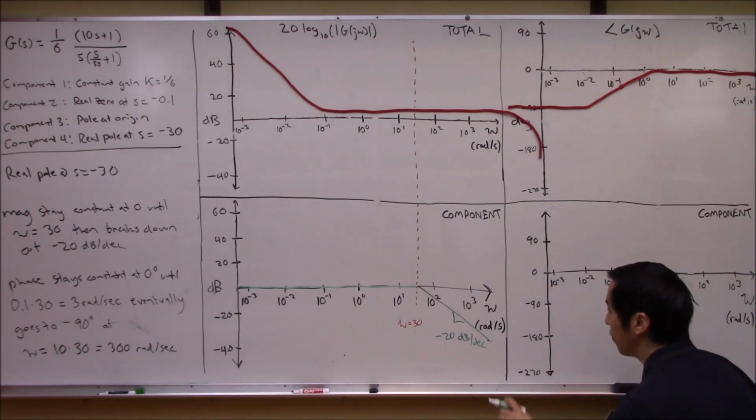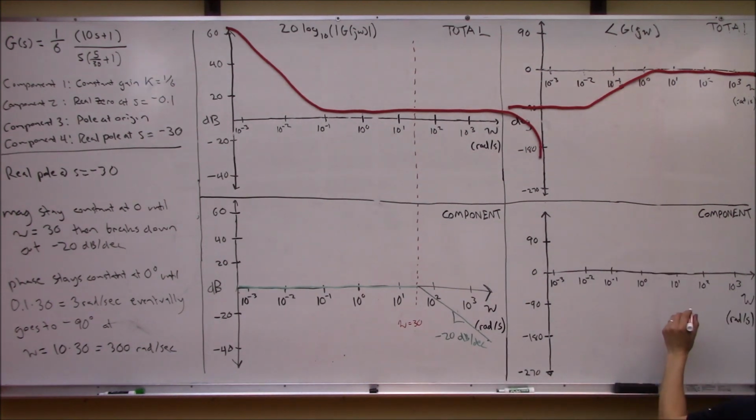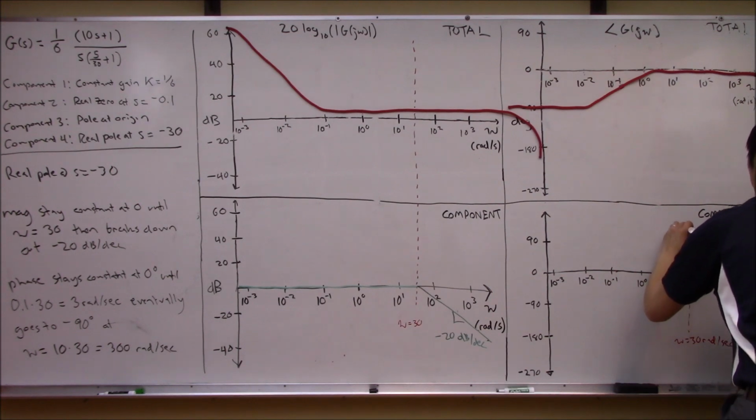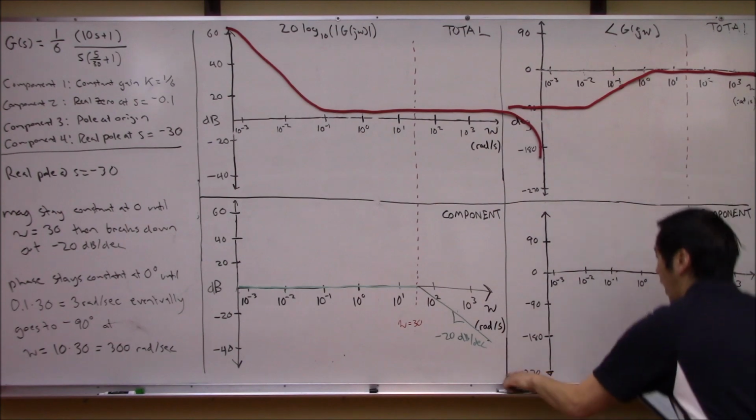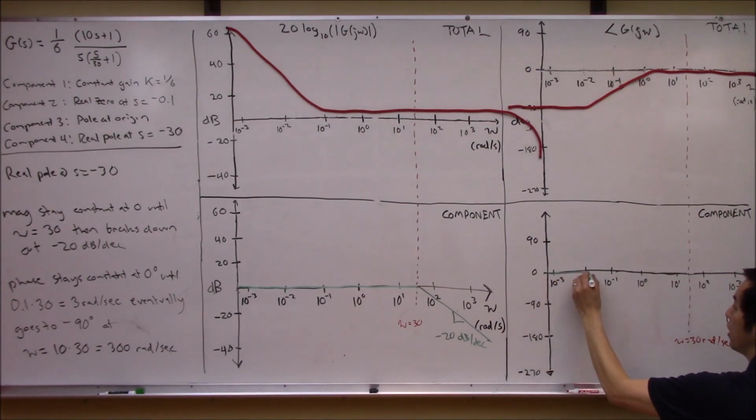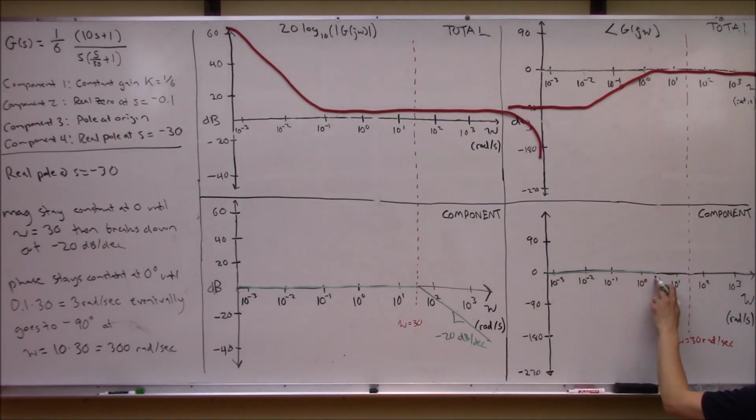How about the individual phase? Again, let's find the break frequency, which was 30 rads per second, right around here. Let's translate that up to our overall plot so we can use it. The rule here was 0 until we get to 1 decade before the break frequency, and then we are going to lose 90 degrees of phase over 2 decades, like such. So here we go.